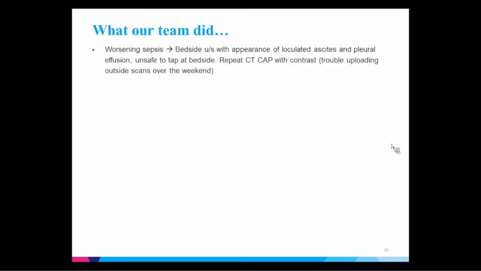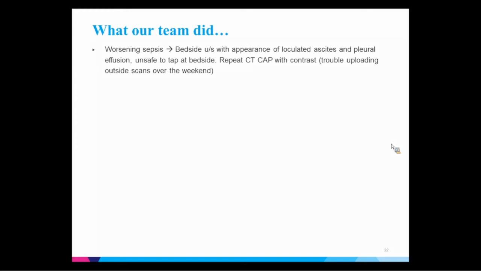When he was admitted, he had worsening sepsis. We actually did a bedside ultrasound, with the bedside ultrasound that Hershurton didn't have. And it looked terrifying. It looked like just bubbles everywhere. And I was like, are these horrible loculations? What are we looking at?